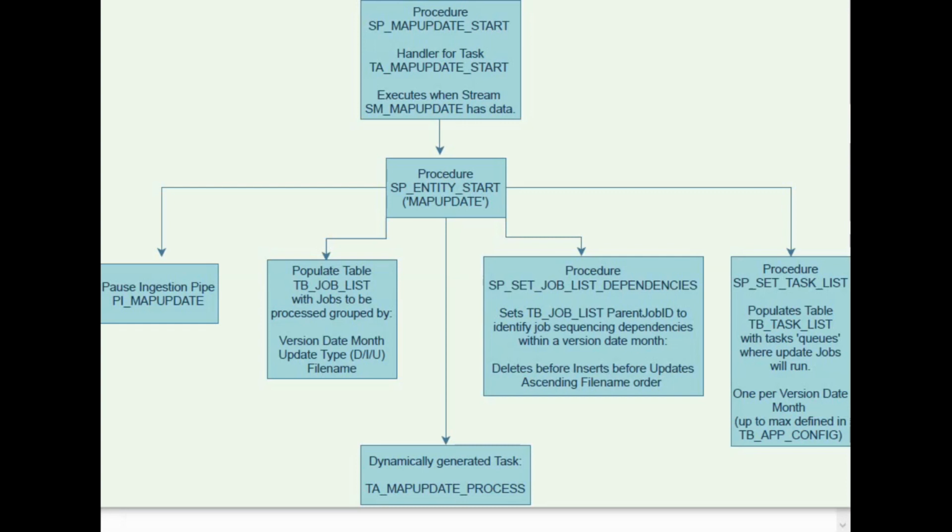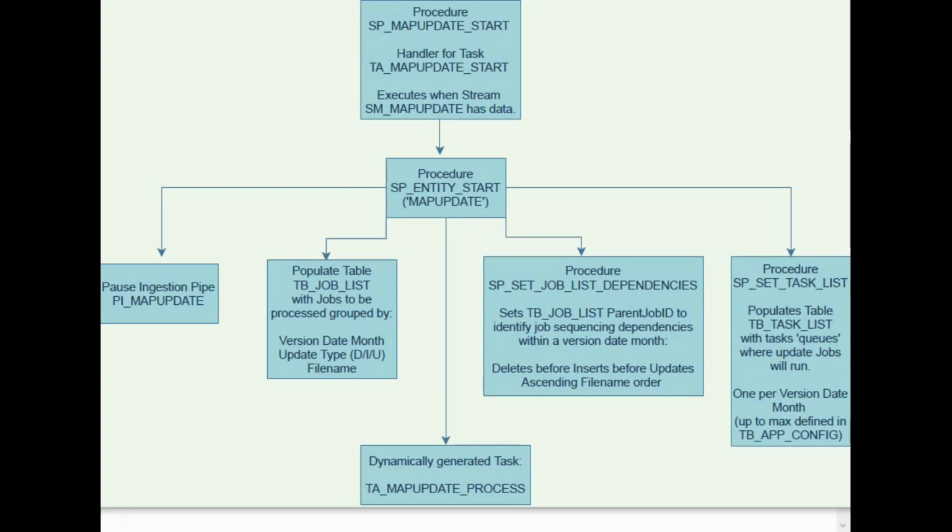If you skipped ahead to this demo, I've covered all of the programming and prerequisite processing in prior segments. In our last demo, we piped in some map update input files from the cloud staging folder. This loaded the TB map update table, which was reflected in the stream SM map update. Task TA map update start is waiting for stream SM map update to have data. Once it does, TA map update calls stored proc SP map update start, the wrapper proc for SP entity start, which takes care of all of our update cycle initialization.